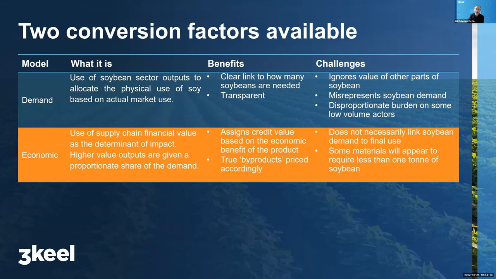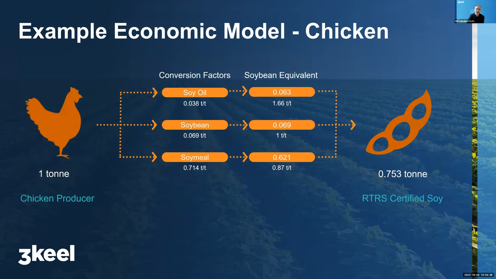Whereas the economic model, which you'll see within the conversion factor, is mostly useful for the private sector, which is where you're trying to determine the notional value, all things considered, based upon the value of outputs and co-products within all soybean production. So this example of an economic model for chicken just shows that if you have a ton of chicken, you're going to be having conversion factors for both the amount of soy oil that's produced as well as the soybean equivalent to get to a ton of what could be RTRS certified soy.